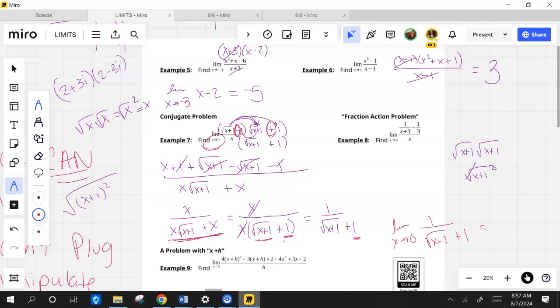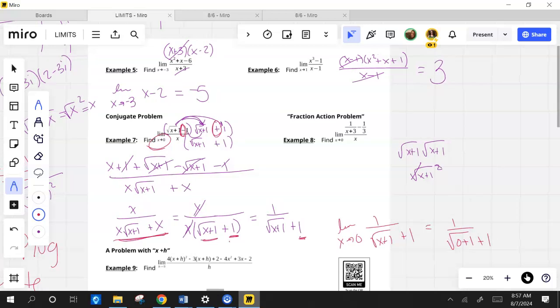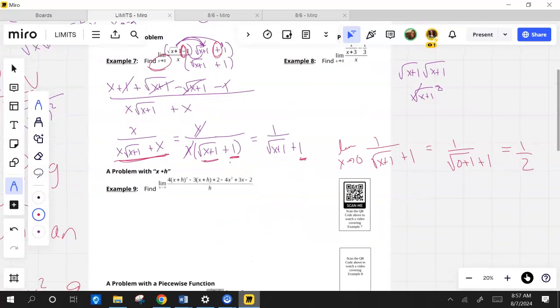This is where it gets tough, right? We get lost in the algebra of it. 1 over the square root of 0 plus 1 plus 1. Right. You don't want to do that.